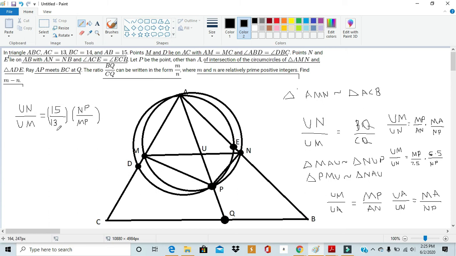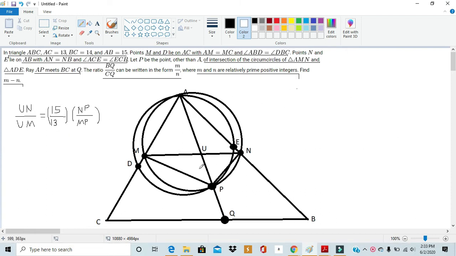But first, I'm going to clear off some space to the right here because it's getting kind of cluttered up. So let's quickly do that. So now for NP over MP.